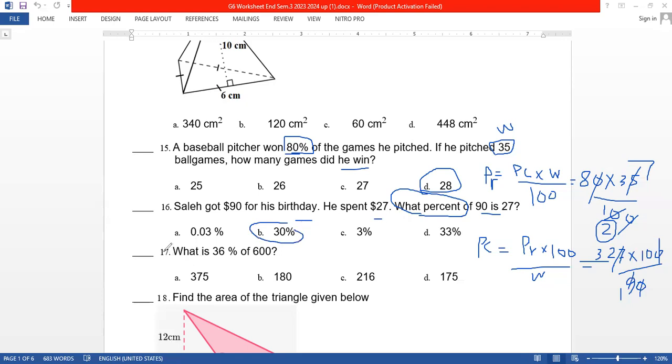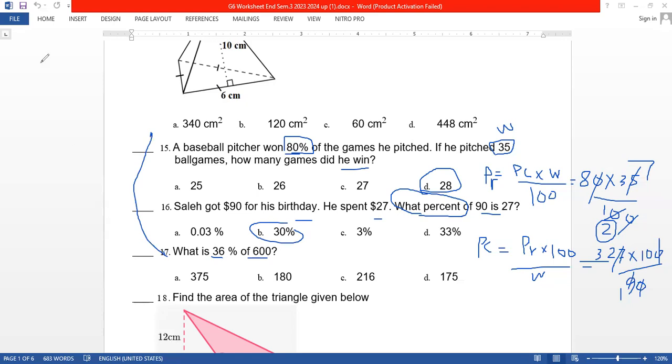Now number 17 is similar to number 15 because he said what's 36% of 600. So this is an easy one, we need to find the part in this question. We can do it the same way we did number 15.